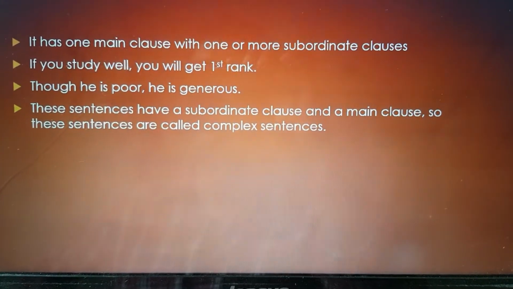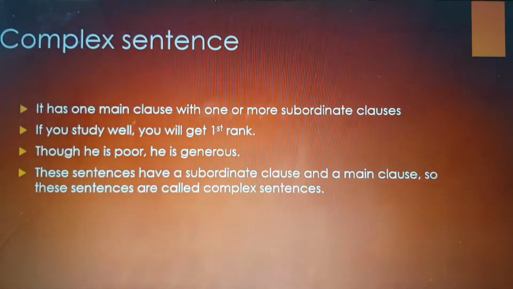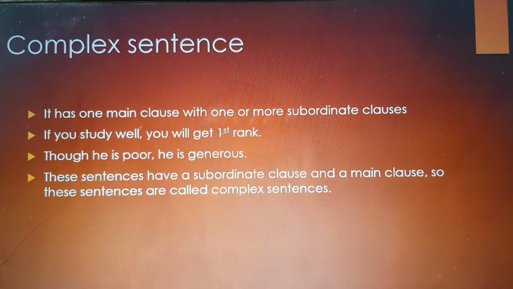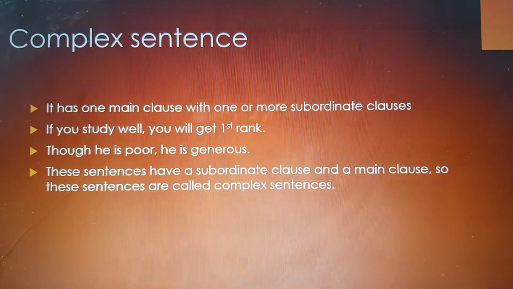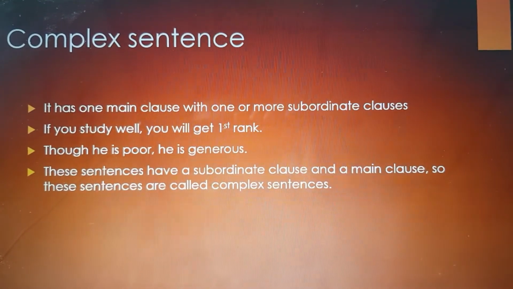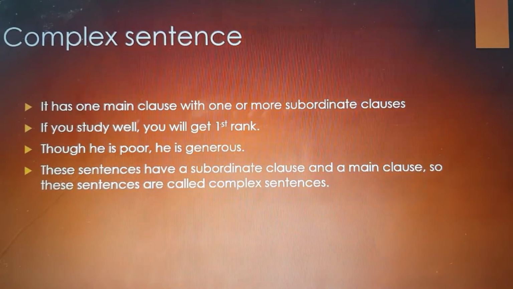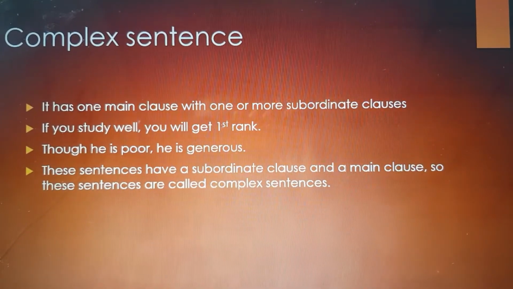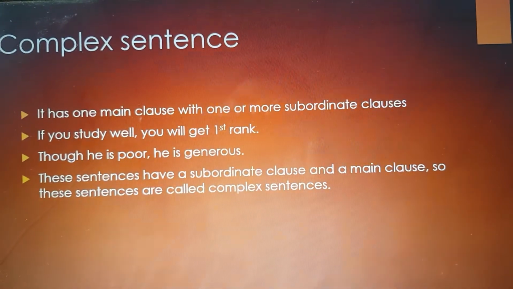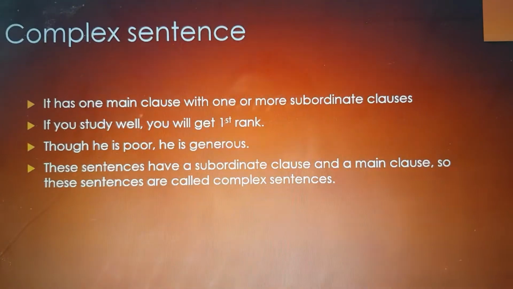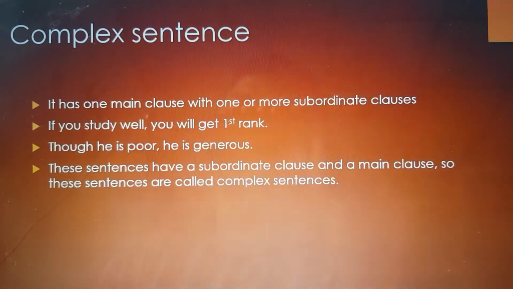It has one main clause with one or more subordinate clauses. Like what is that? A complex sentence. In the previous slide, we looked at a compound sentence. And now here if you look at, this is called a complex sentence. So a complex sentence has one main clause with one or more subordinating clauses. Like if you look at this, if you study well, you will get a first class. If you study well is a dependent clause, whereas you will get a first rank is the main clause.